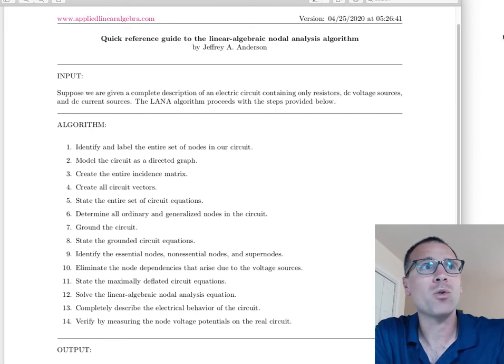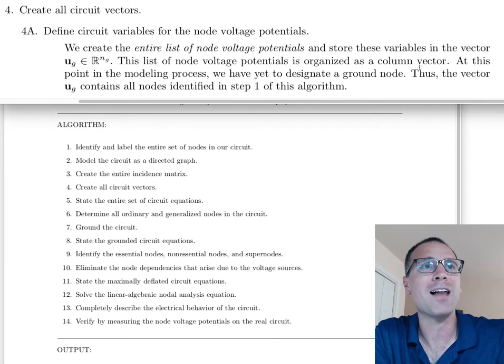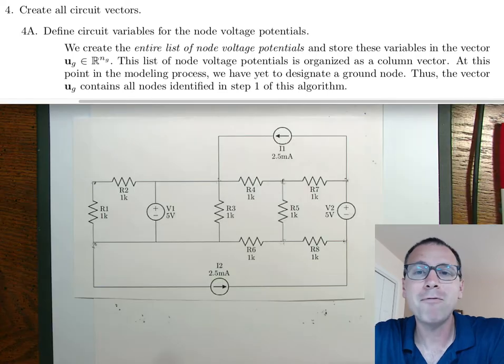Instead of just staying with the quick reference guide, we're going to go to step-by-step analysis to figure out what we're supposed to do here. Step 4 is dedicated to creating all circuit vectors. The vectors are going to store circuit variables.